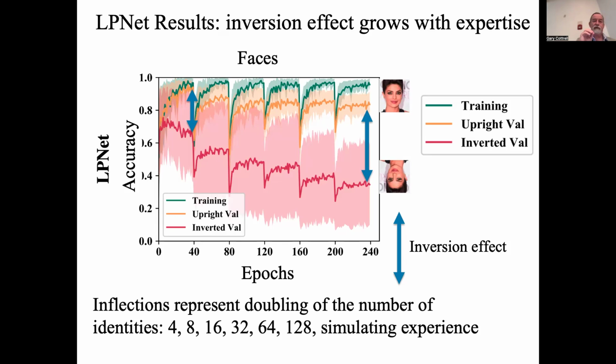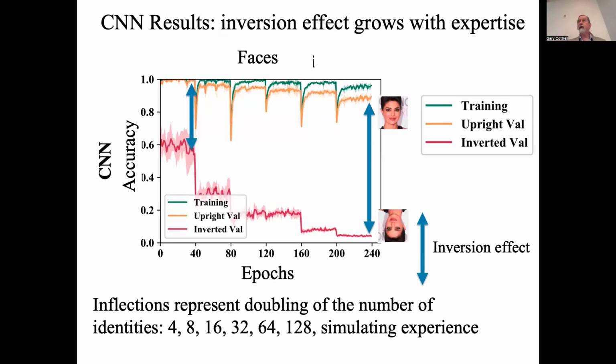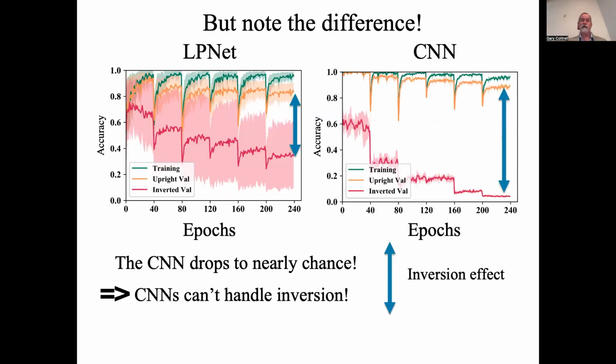But what you see is that at each little inflection you're doubling the number of faces until you've got 128, and it relearns the new faces, and the inversion effect gets bigger the more faces you know, the more you're an expert at face recognition. The same thing happens with the CNN. So, what's my story? Well, my story is that the CNN drops nearly to chance, but people don't. CNNs can't handle inversion. Okay. And so LPNet is more like humans.